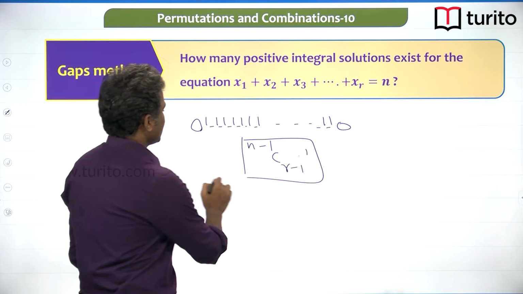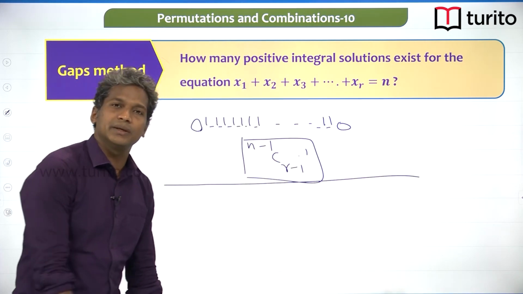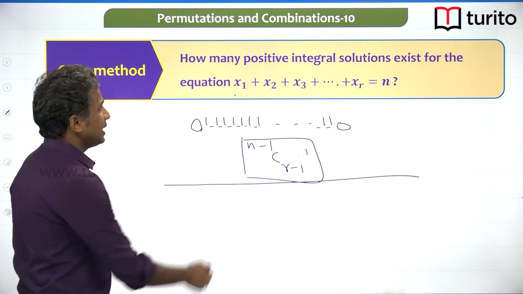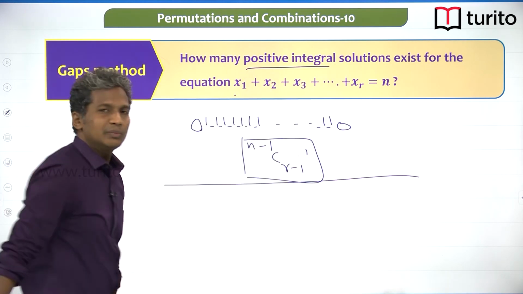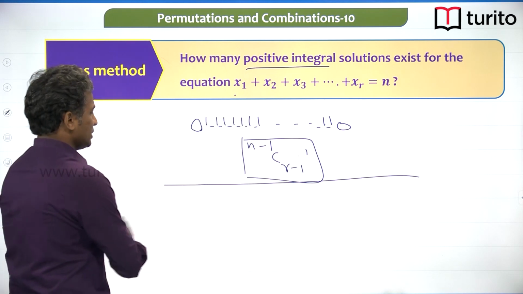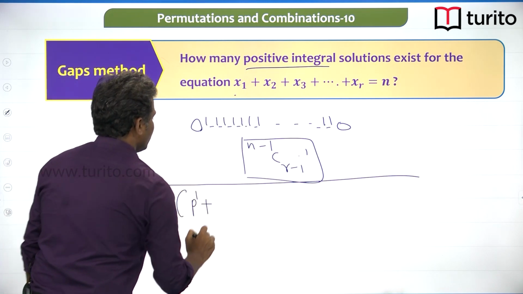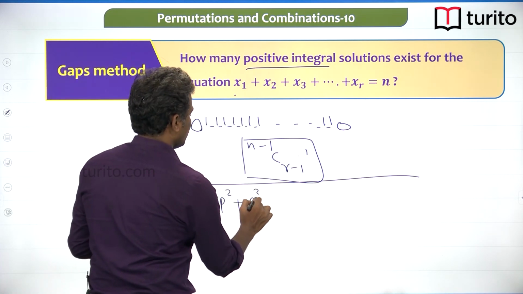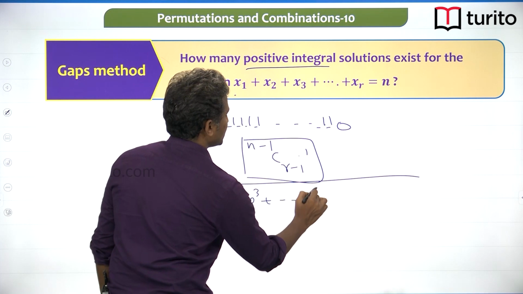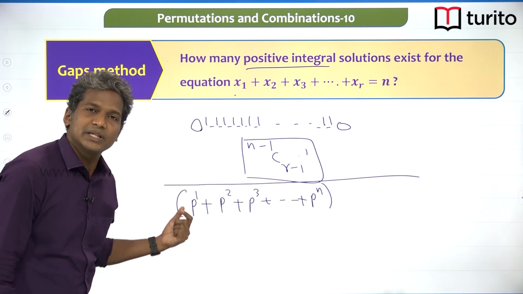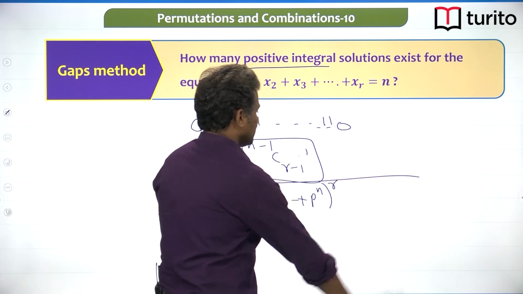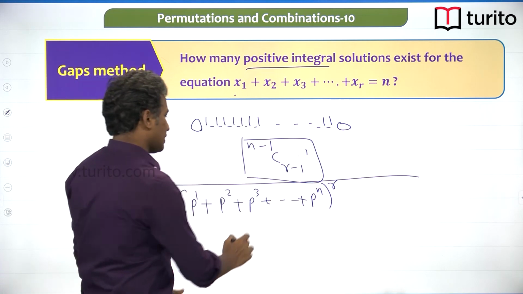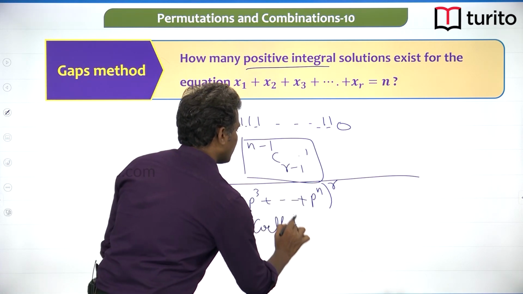Now let's say you want to apply the binomial method. How do you do it? You have to write a function for every variable here, and the minimum value is 1 only, because we are looking for positive integral solutions. So our polynomial will start from p raised to 1, and then we will write p square, p cube, and so on till p raised to n. And how many such variables are there? r variables are there, so this is raised to r, and we are looking for the coefficient of p raised to n.